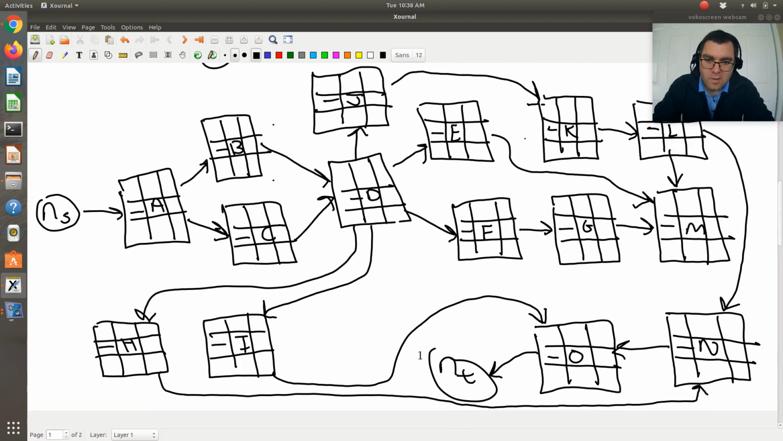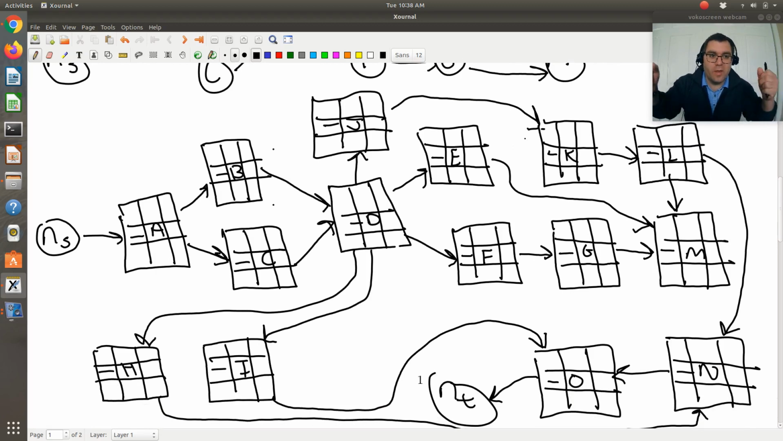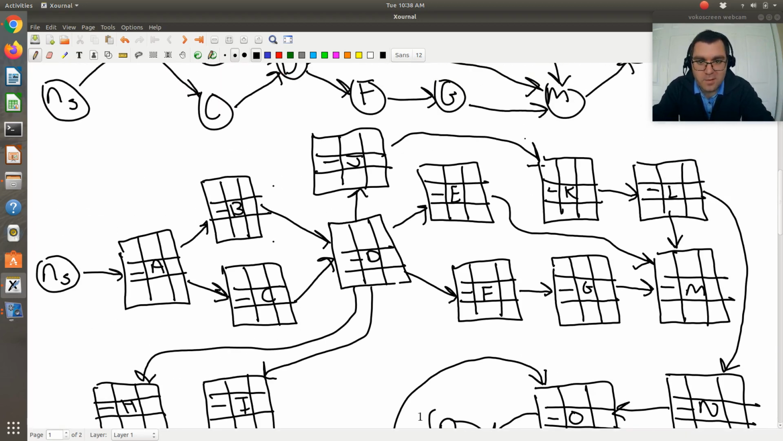Alright, boy, does this look like a mess. Again, maybe in an ideal world, I would have had a second sheet of paper, and I would have turned it horizontally and then drawn that way. But that's what I've got here.